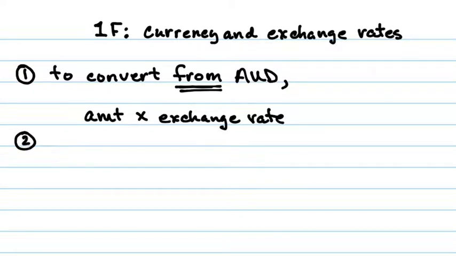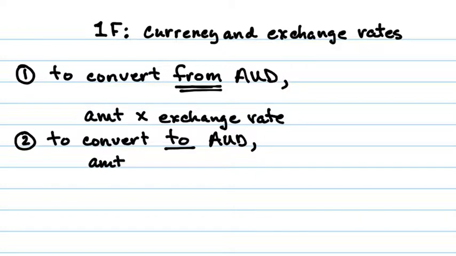Well, if you're going to do the opposite, then you're simply going to do the opposite operation. So to convert to Australian dollars, you're simply going to take the dollar amount and divide by the exchange rate. So the mathematics behind it is quite simple. You just have to know when to do which thing. So the math, again, is quite easy. It's just a matter of knowing when to do which one, right?